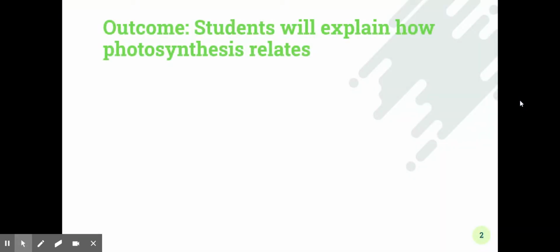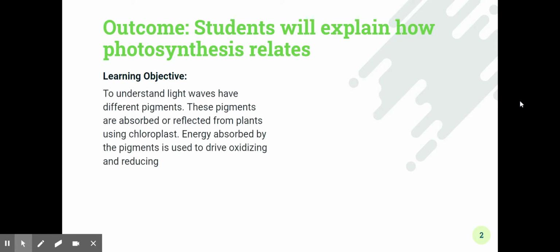So to start, we're going to talk about the outcome. Students will explain how photosynthesis relates to everyday life, I guess. Our learning objective is to understand light waves have different pigments. These pigments are absorbed or reflected from plants using chloroplast. Energy absorbed is used to drive oxidizing and reducing processes.